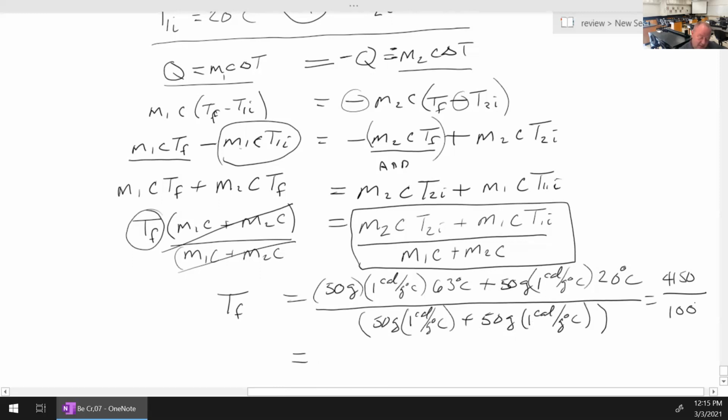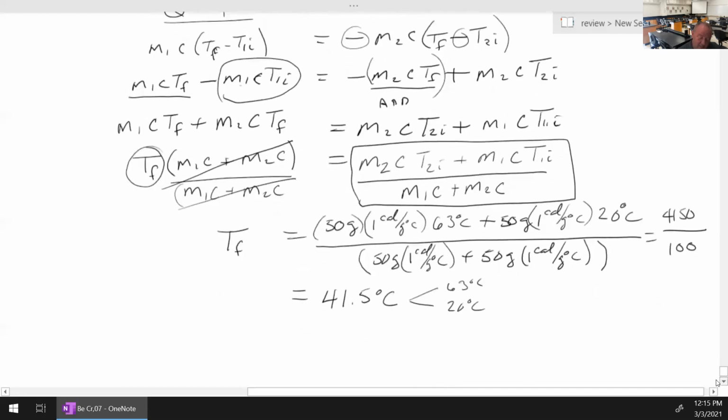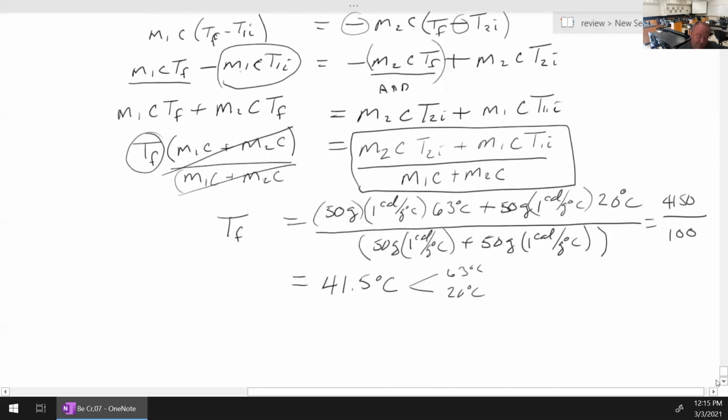So if all the units work out, which we'll look at in a minute, I end up with a final temperature of 41.5 degrees C. And you can see that that's about halfway between 63 degrees C and 20 degrees C. Exactly halfway. All right, so that's how you work the problem. Let's look at the units.